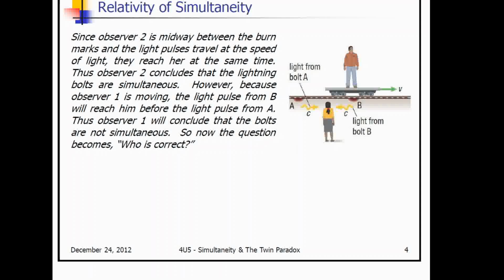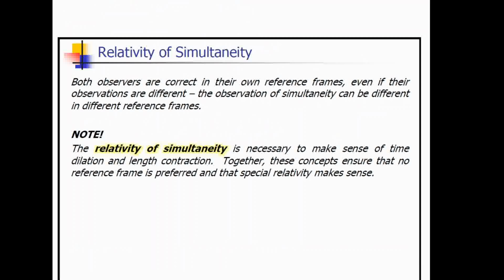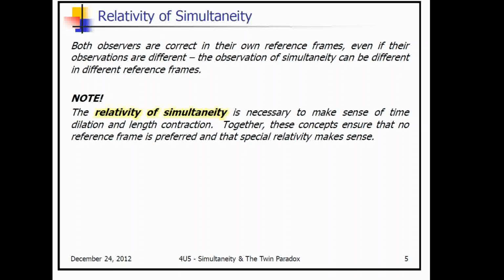The answer is, surprisingly, they're both correct. They're both correct in their own frames of reference. That's one thing about the special theory of relativity that we have to understand as well: one frame of reference is not better than another. There is no hierarchy of frames of reference. Each frame of reference, treated independently, as long as the laws of physics are followed in that frame of reference, is correct. So both observers are correct in their own frames of reference, even if their observations are different. The observation of simultaneity can be different in different frames of reference.